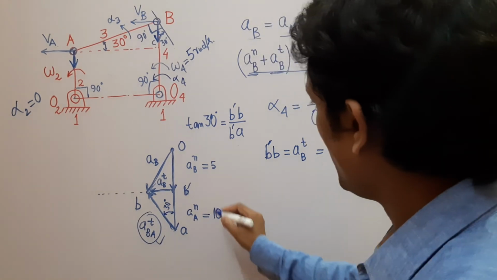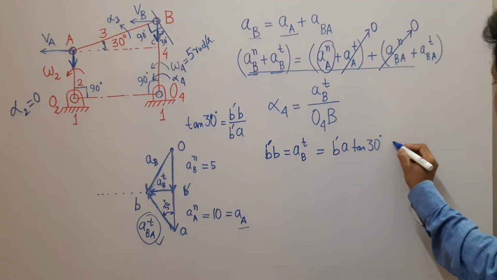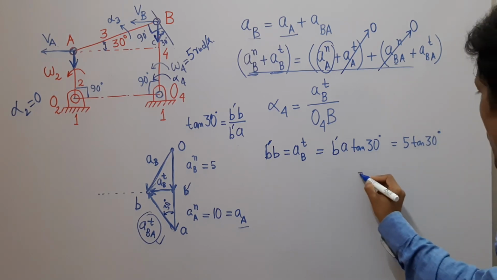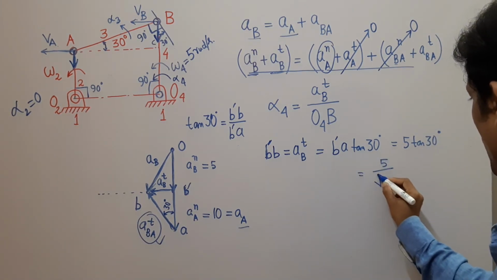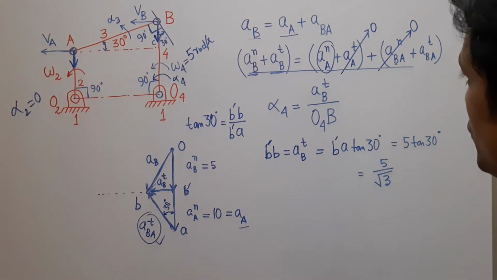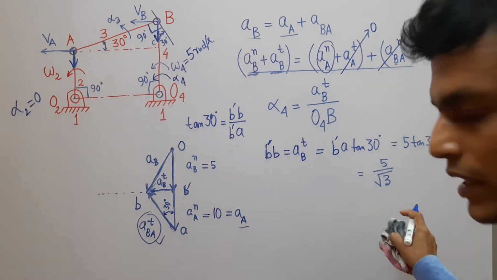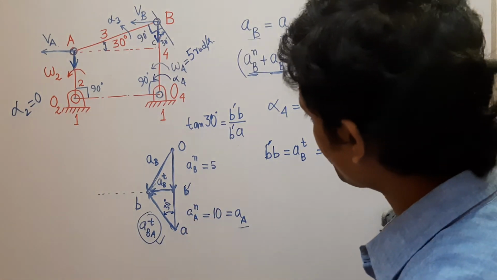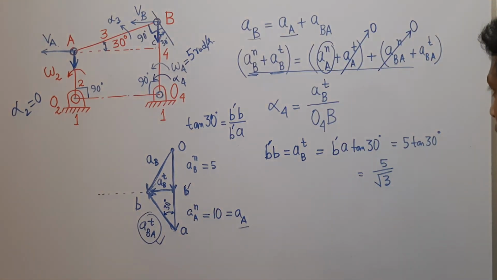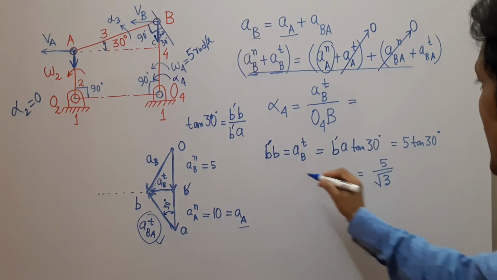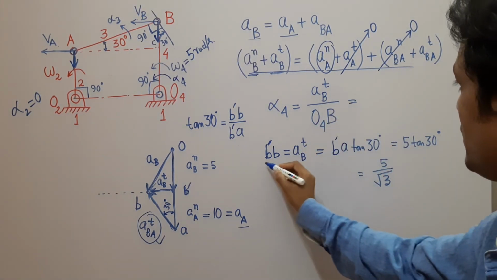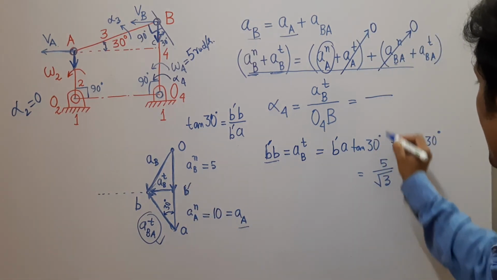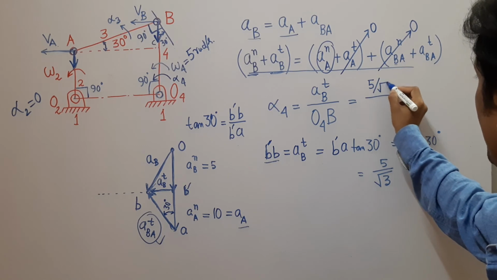And B prime A is what? 10 minus 5, that is 5. So 5 tan 30 degree, which is nothing but, tan 30 is 1 by root 3. So note it, this is nothing but class 10 geometry. You can easily do this by yourself. So ABT is nothing but B prime B in the vector diagram. The magnitude is 5 by root 3.